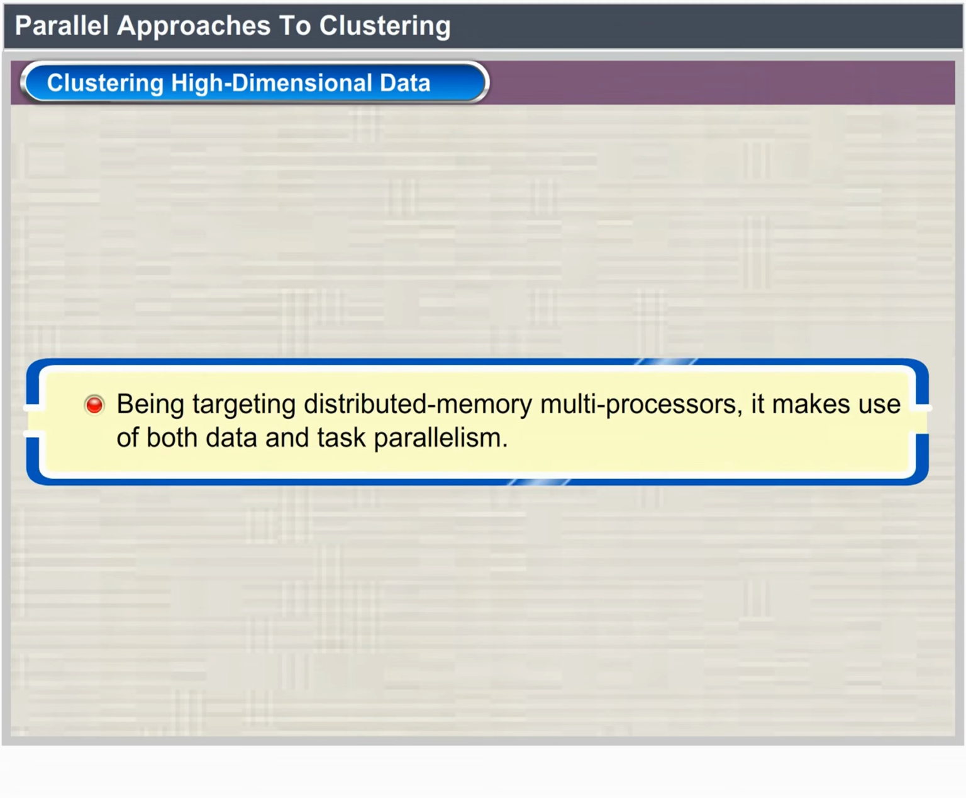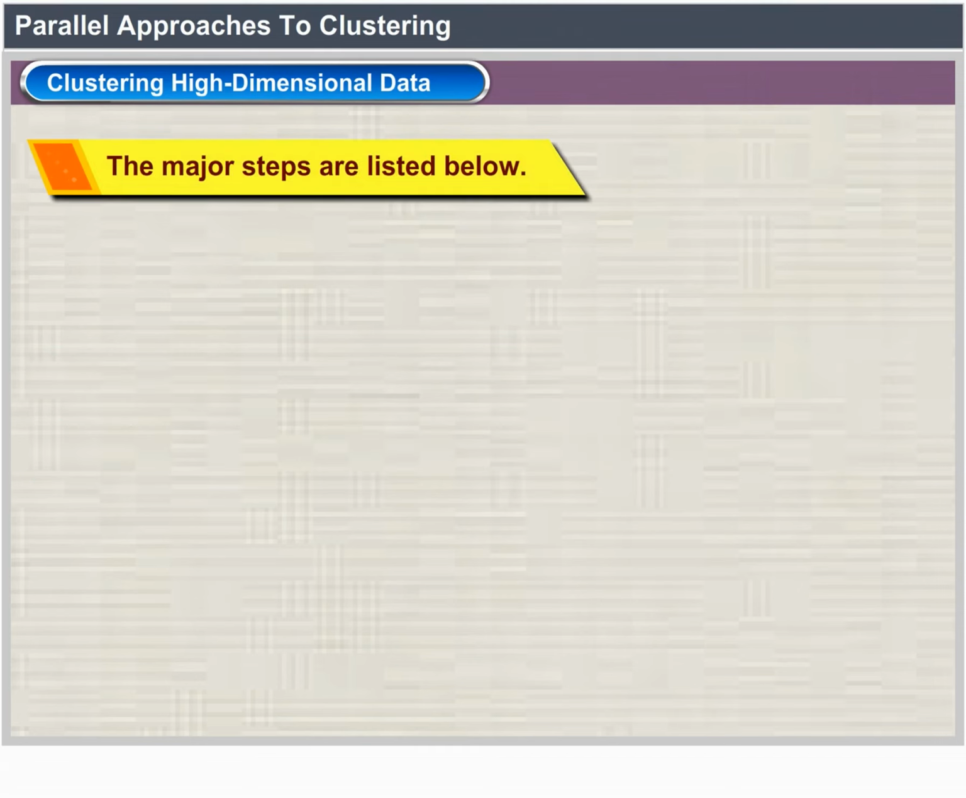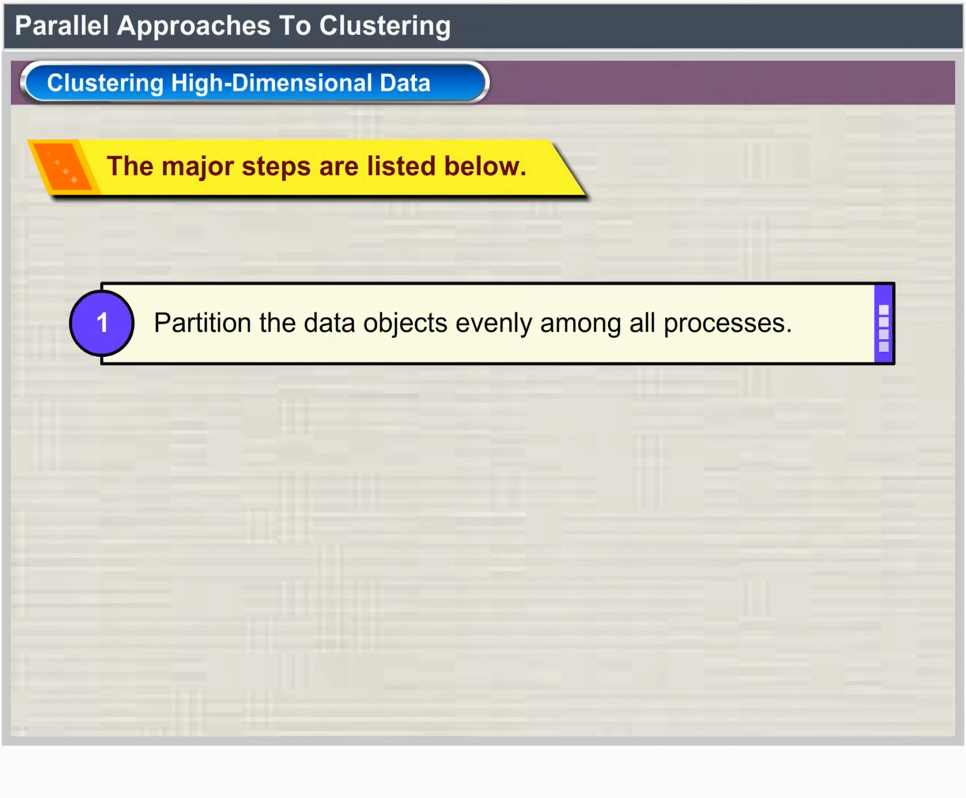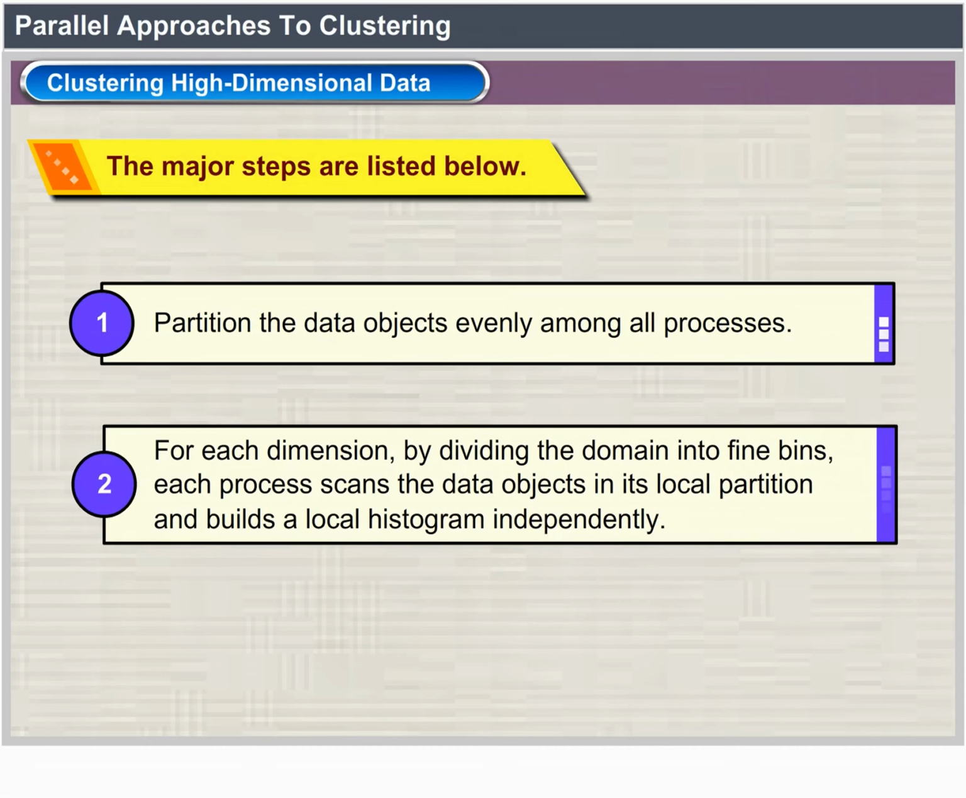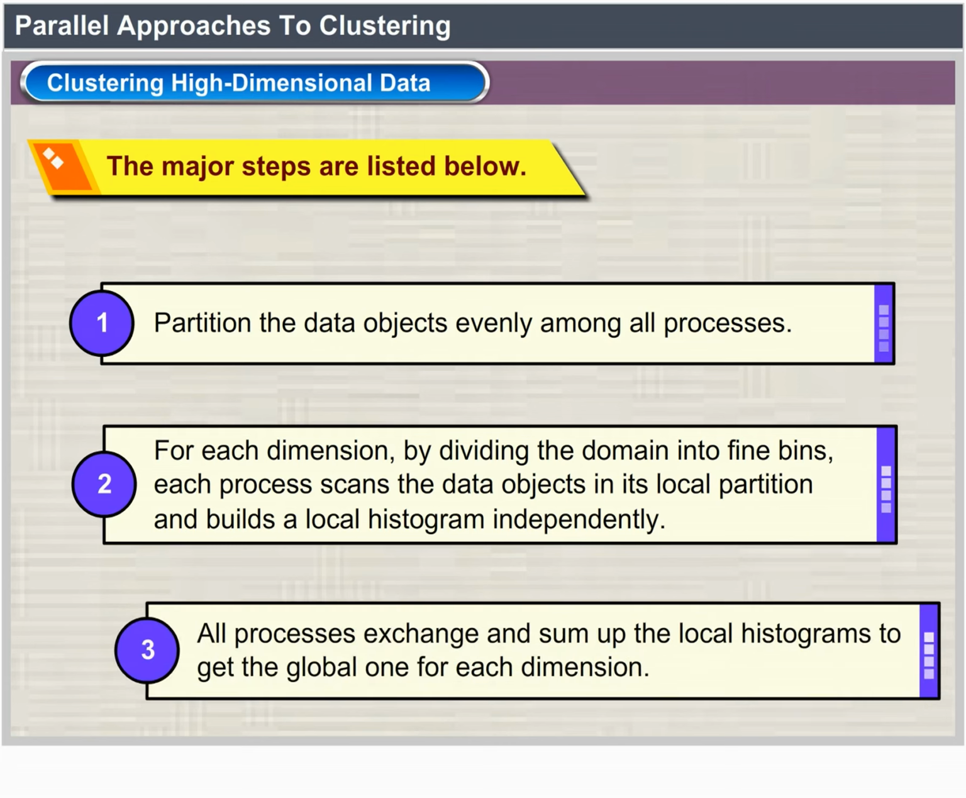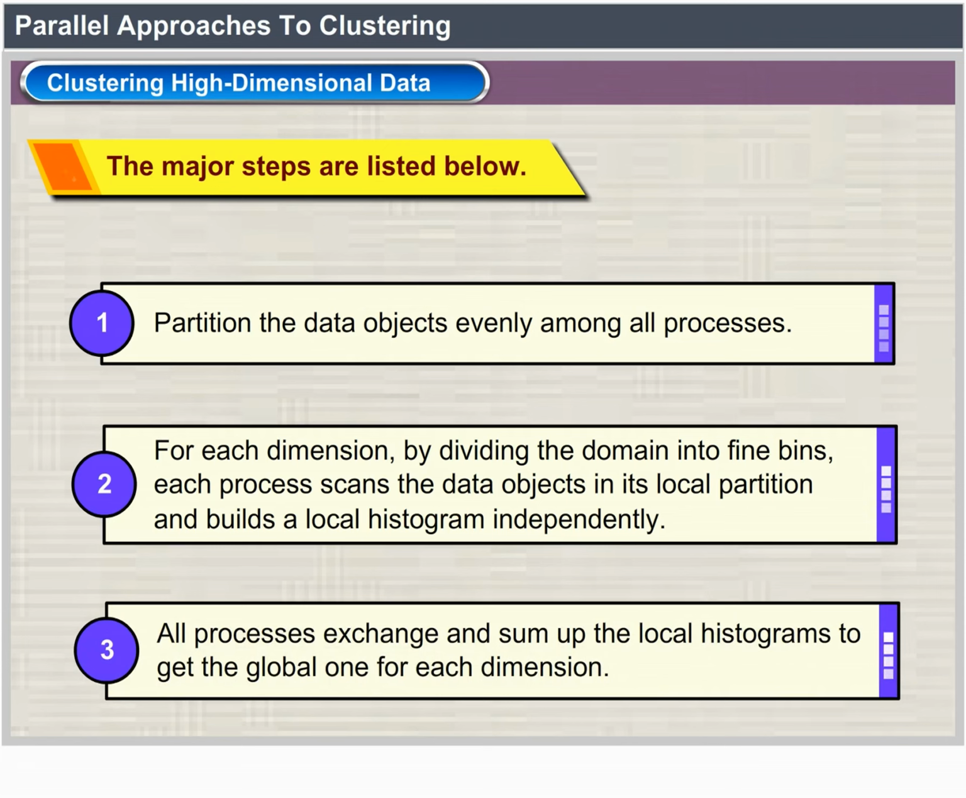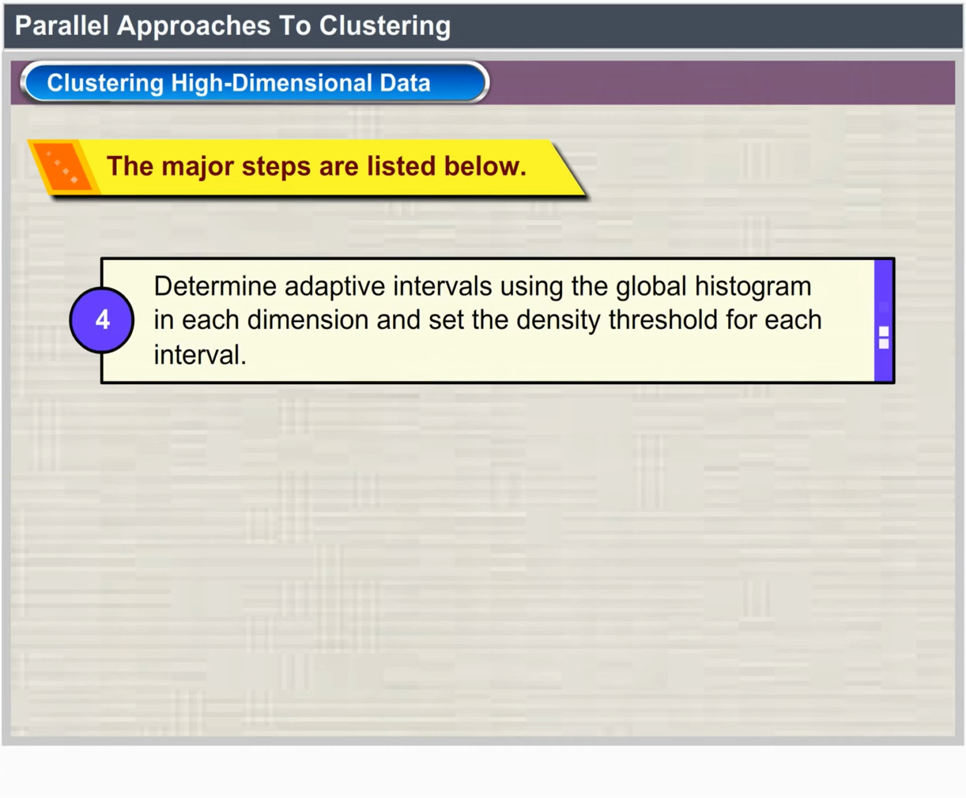Partition the data objects evenly among all processes. For each dimension, by dividing the domain into fine bins, each process scans the data objects in its local partition and builds a local histogram independently. All processes exchange and sum up the local histograms to get the global one for each dimension. Determine adaptive intervals using the global histogram in each dimension and set the density threshold for each interval.